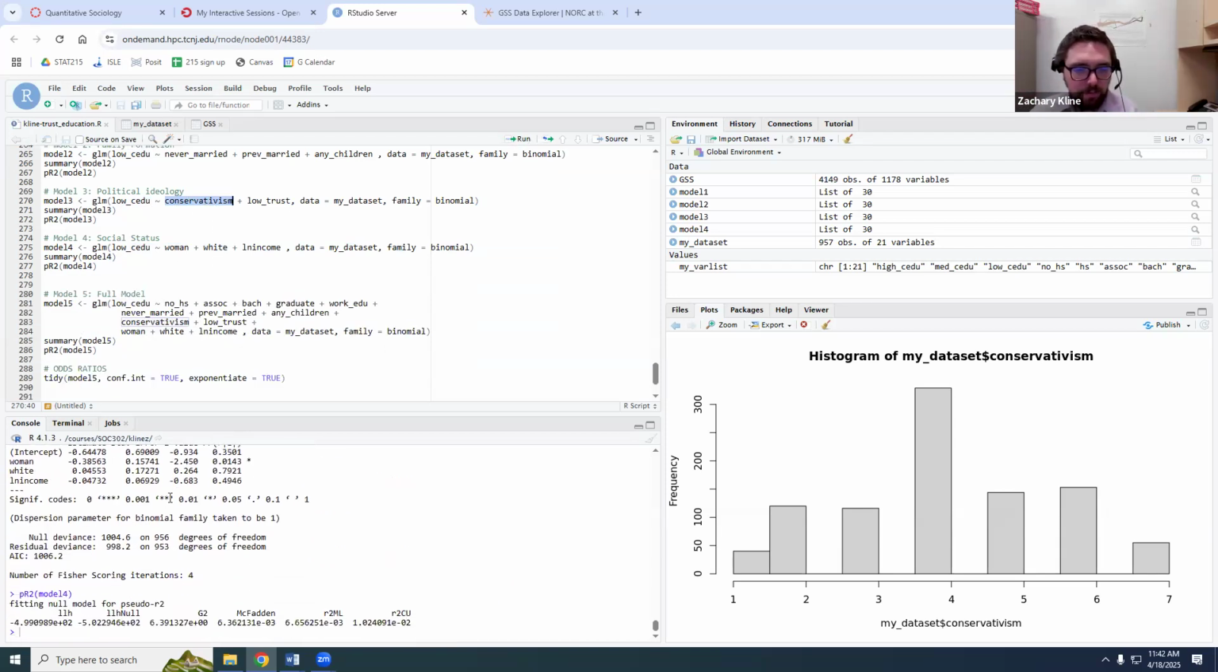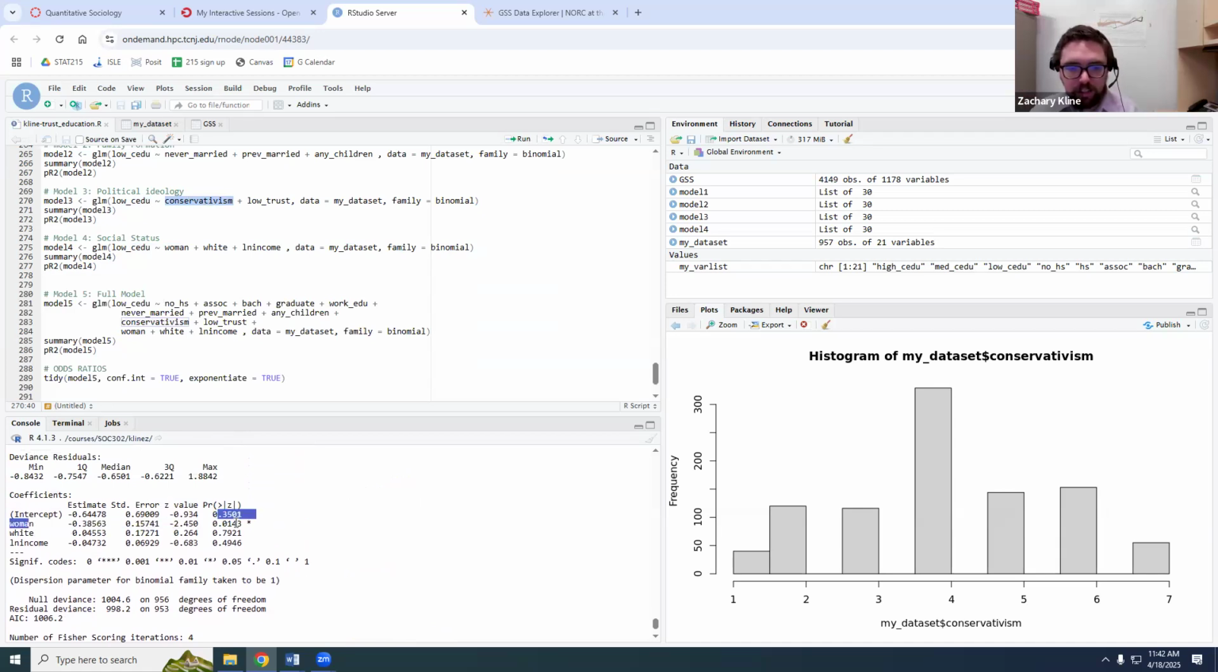All right, social status. This here is saying compared to men, women are less likely to have low confidence in education. We're in model 4. This effect is statistically significant, so we can be fairly confident that the probability of low confidence in education is different for men and women. Compared to those who are not white, those who are white are more likely to have low confidence in education. This effect is not statistically significant, so we can't be confident they're different.